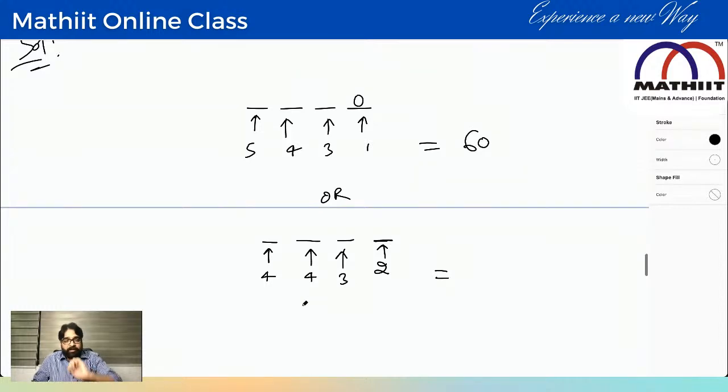Check it. I'm doing the calculation. Is the calculation correct? 16 into 3, 48 into 2, 96. So 60, either this or this. So 60 plus 96 will be equal to 156. I'm not sure I did it correct or wrong. Is this clear to everybody?